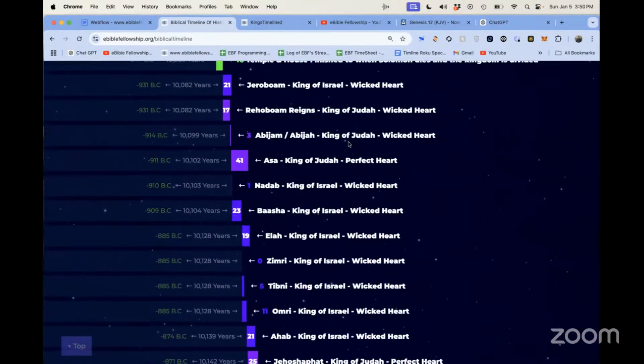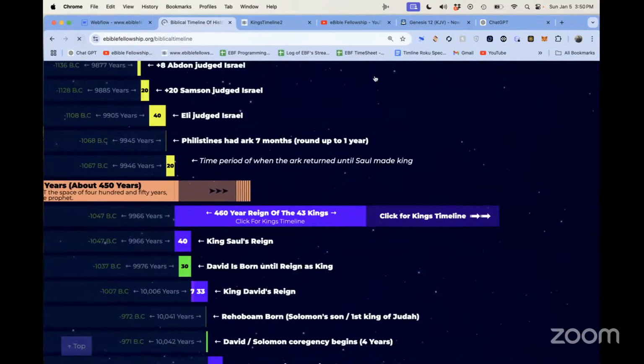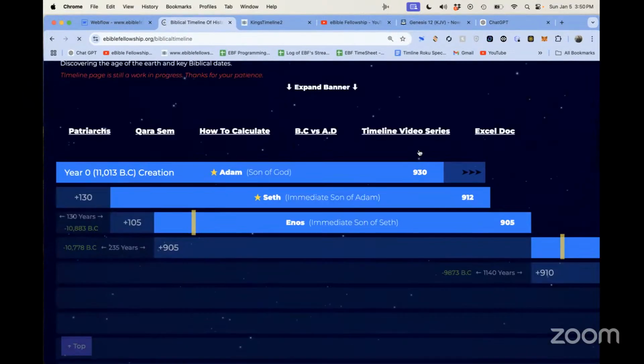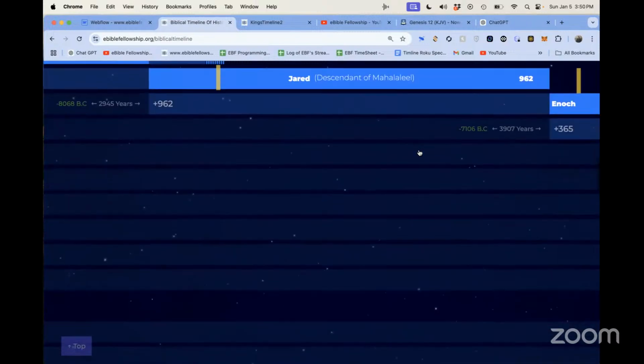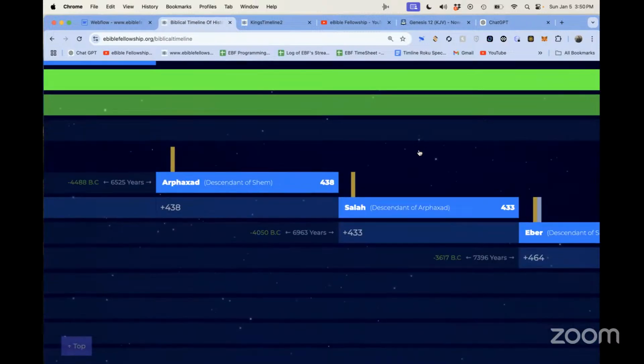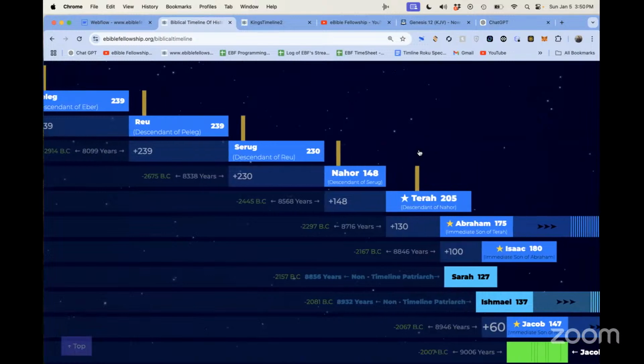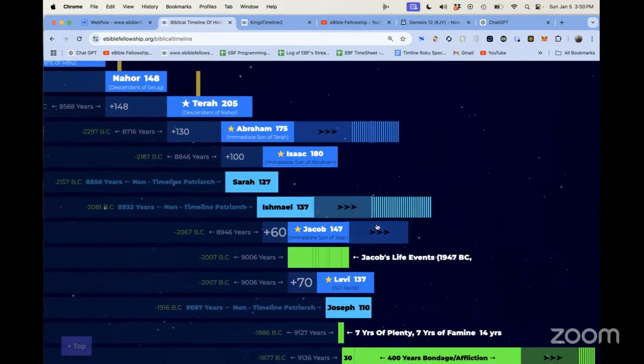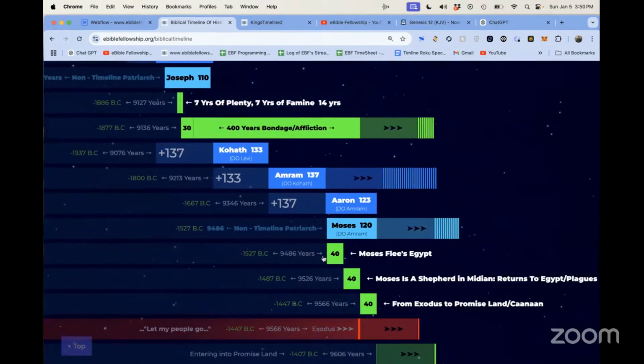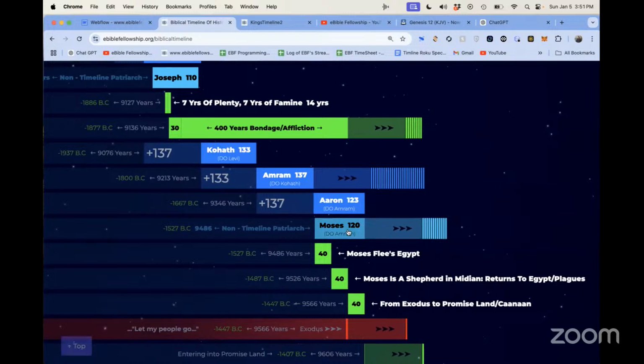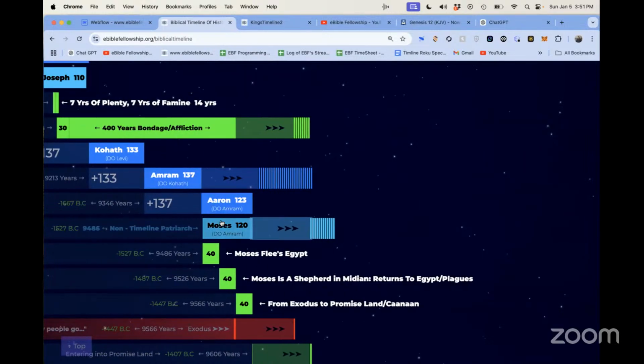Let's see. So let me refresh the page here. All right, so we went over Abraham's time path again. We went over Moses. So that was an important one. And you'll notice Moses isn't a patriarch that's needed to go on the timeline. But yet God gives us his birth and death year. And we see he's actually significant.